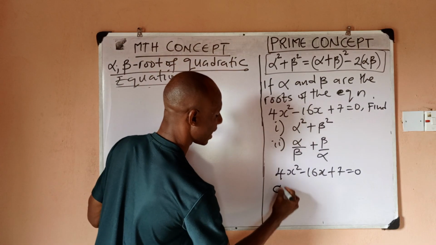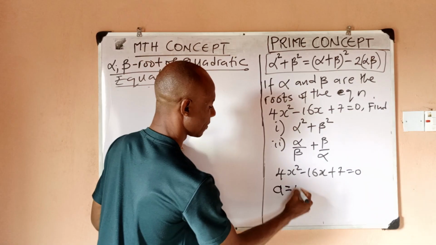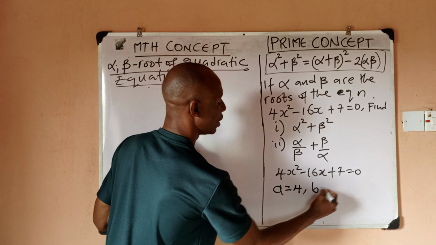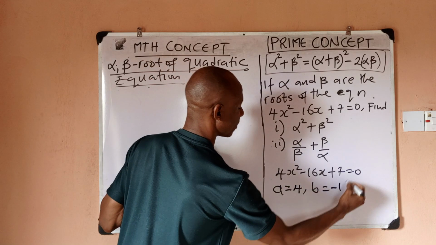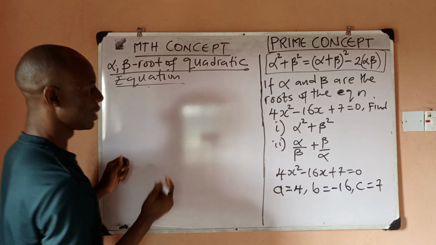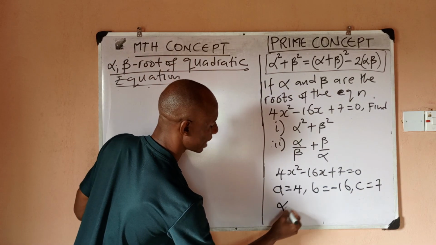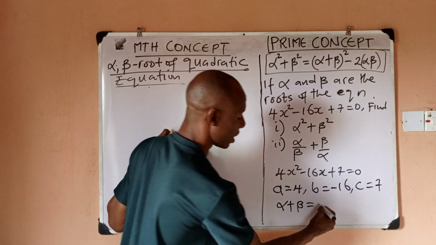And let's identify our constants. A is the coefficient of x squared, which is what? 4. Then B is the coefficient of x, which is what? Minus 16. Then C is what? 7.